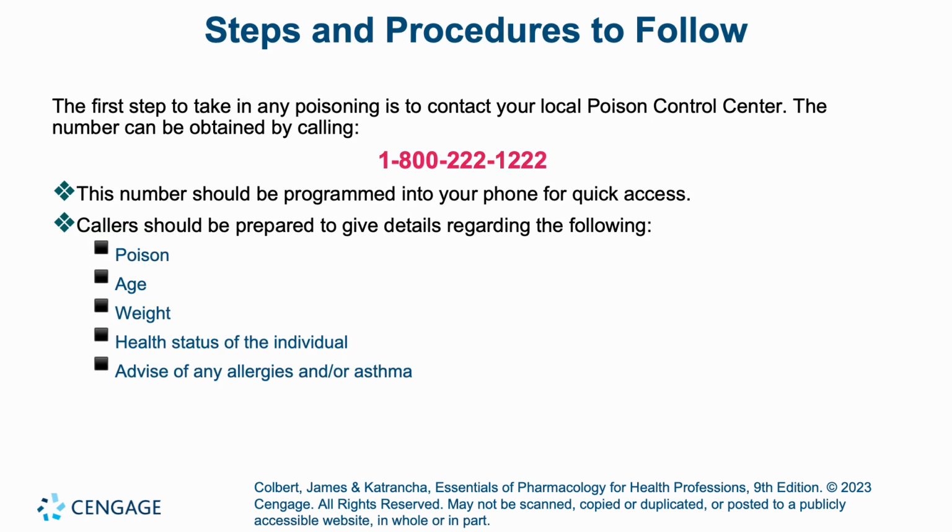Steps and procedures to follow. The first step to take in any poisoning is to contact your local poison control center. This number can be obtained by calling 1-800-222-1222. They can direct you to the local poison control center. This number should be programmed into your phone for quick access. Callers should be prepared to give details regarding the following: what type of poison or suspected poison, age, approximate weight, health status of the individual, and advise of any allergies and or asthma.